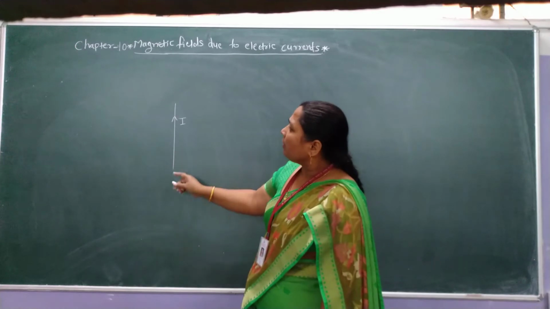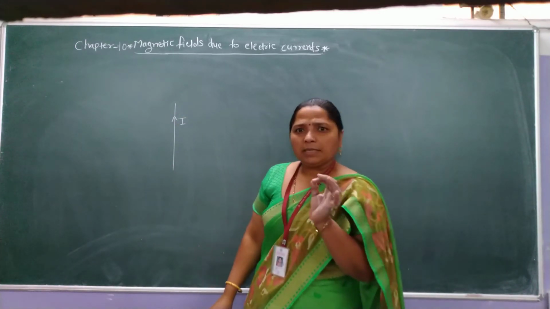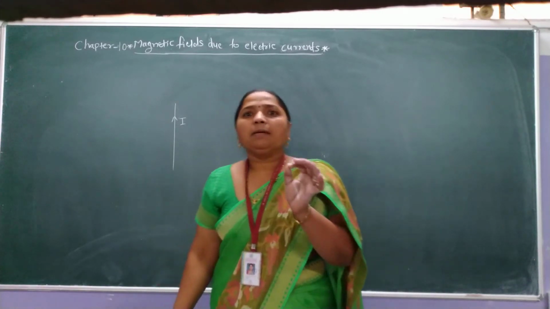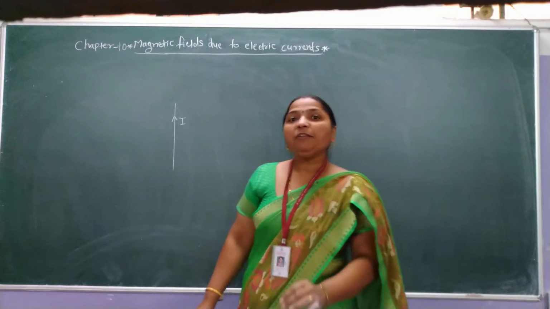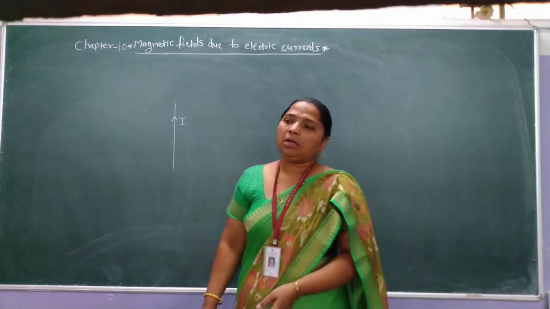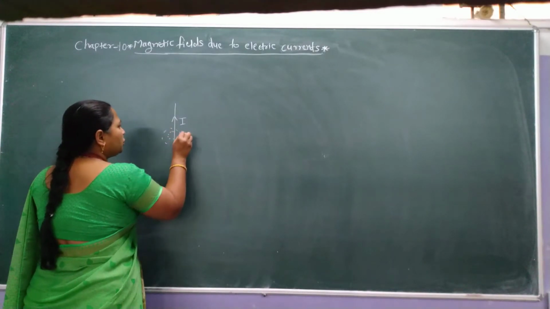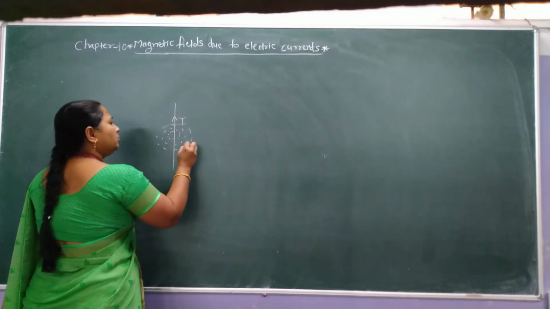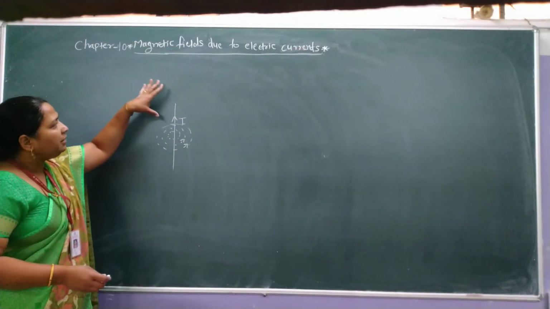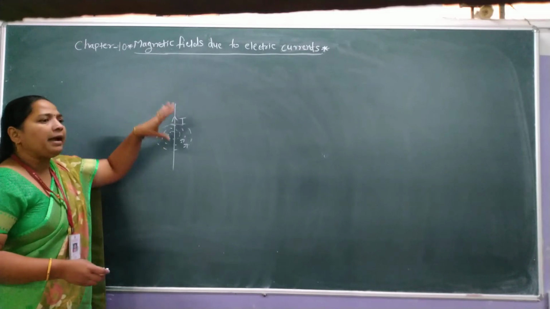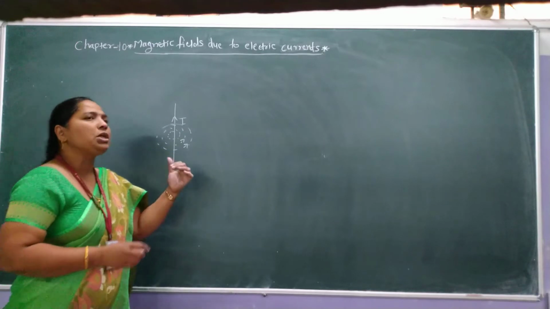Therefore, with the current passing through the conductor, the physicist Oersted discovered that when a conductor carries current, a magnetic field is produced around it.